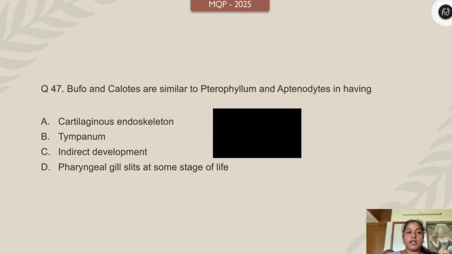Yes. Next one. Bufo and Calotes are similar to Pterophyllum and Aptenodytes in having cartilaginous endoskeleton, tympanum, indirect development, pharyngeal gill slits at some stage of life. Your time starts 3, 2, 1 right now.